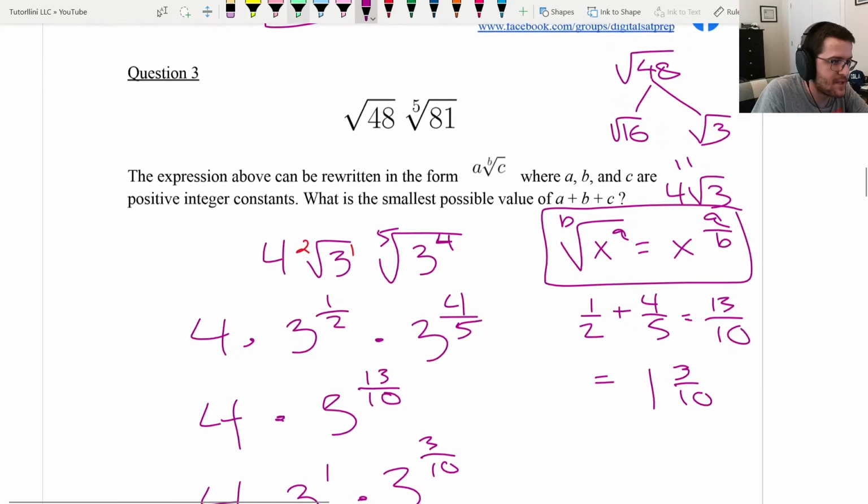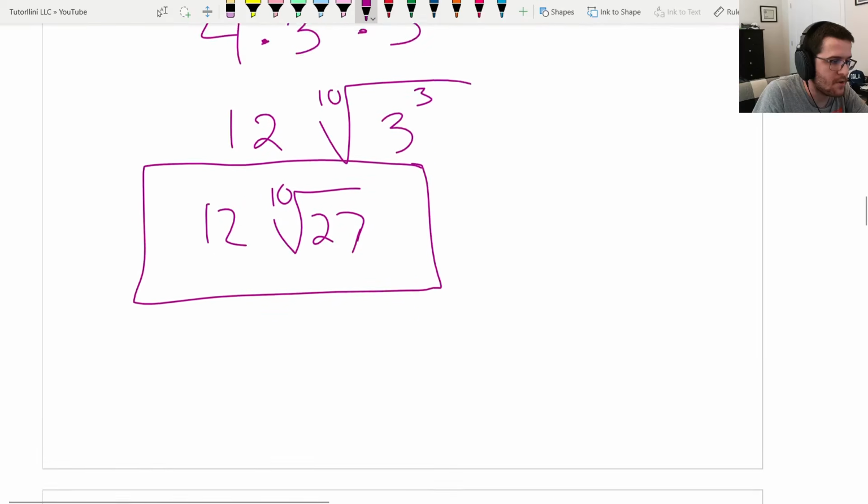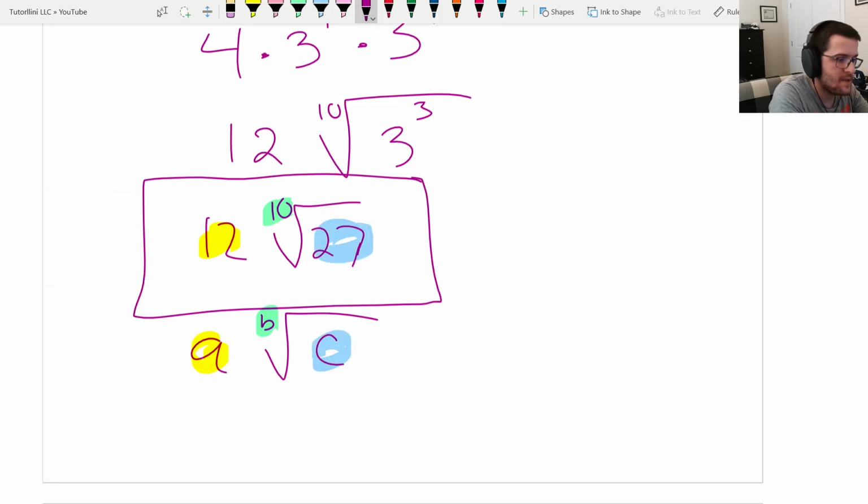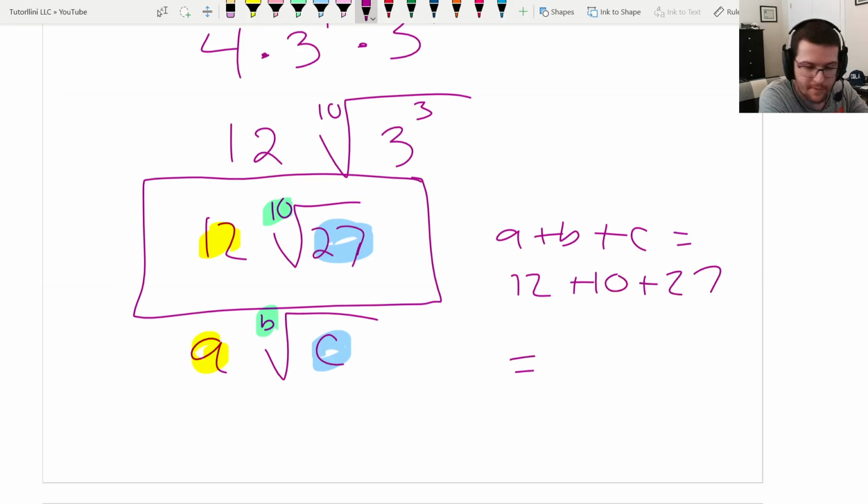So do you see how in the question it says, rewrite it like this, what is A plus B plus C? Let me hold that up next to it so you guys can see what I mean. You see A is 12, B is 10, and C is 27. So A plus B plus C is equal to 12 plus 10 plus 27, which is equal to 49. That should be our answer.